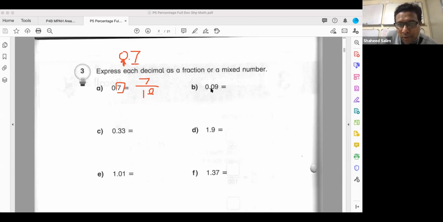Now, how many spaces is this? 1, 2. So what number should be below, Miss Umaira? 1, 2. How many zeros should we have? What do you think the number is down here? Umaira, you try. You tell me what number should be on top. Okay, good, 100. What number is on top? Good. You know how to do?